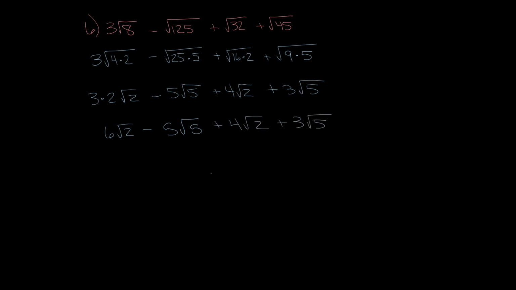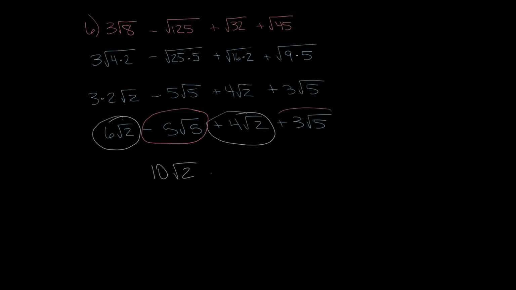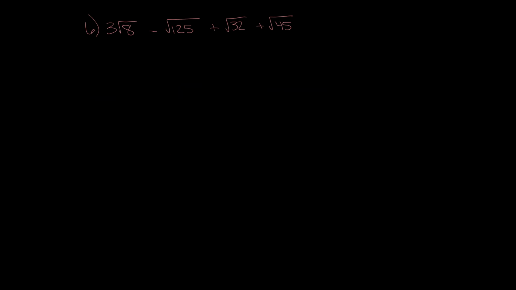Now I'm going to combine like terms. So I have 6 square root of 2 plus 4 square root of 2. So that would give me 10 square root of 2. Then I have negative 5 square root of 5 plus 3 square root of 5. So negative 5 plus 3 is negative 2 square root of 5. And that is my final answer.